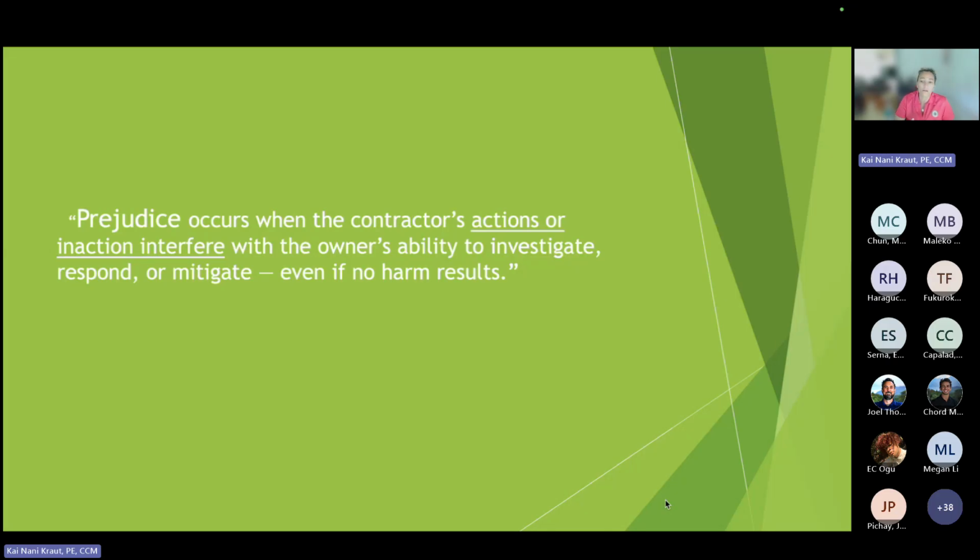So prejudice occurs when the contractor's actions or inactions interfere with the owner's ability to investigate, respond, or mitigate, even if no harm results. The hard part is you don't know. You don't know if you could have done something different because that ability was taken away.